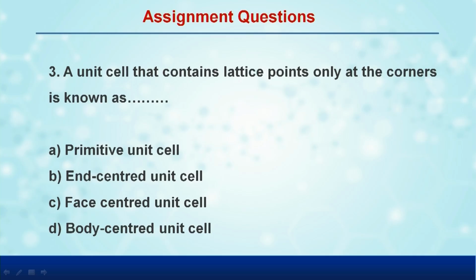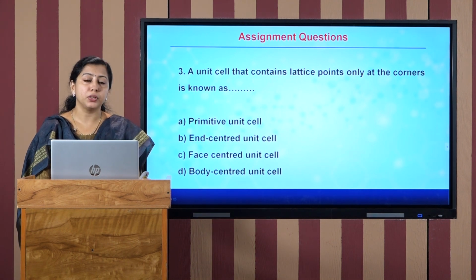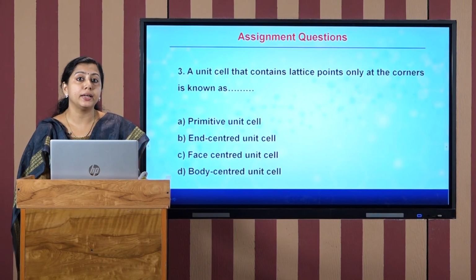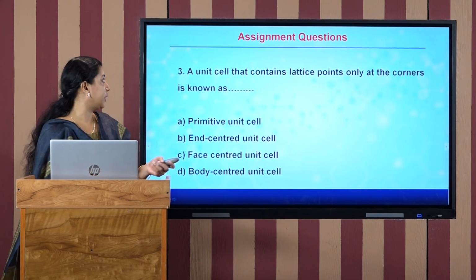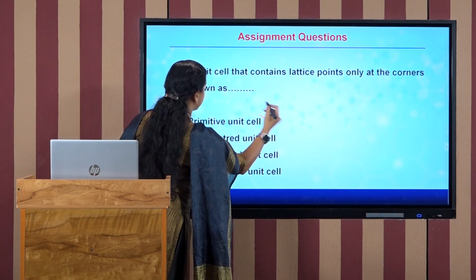Now, the third question, a unit cell that contains lattice points only at the corners is known as, we have option A, primitive unit cell, option B, end-centered unit cell, option C, face-centered unit cell, and option D, body-centered unit cell. We have seen that in a primitive unit cell, the atoms or the lattice points are present only at the corners. Okay. So, the correct option is option A, that is a primitive unit cell.